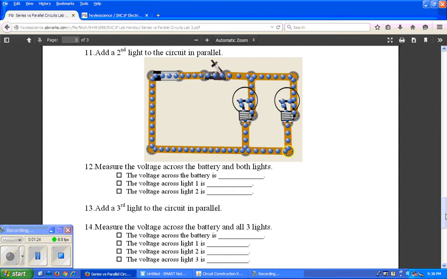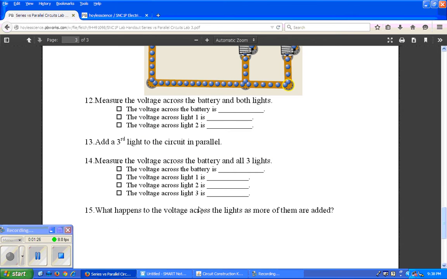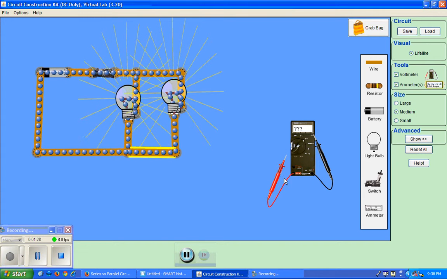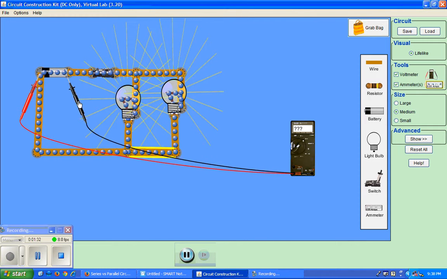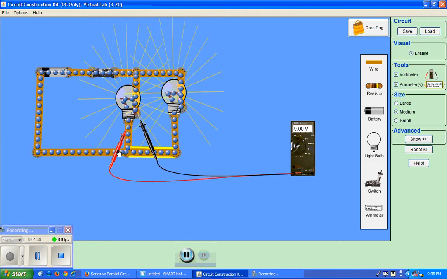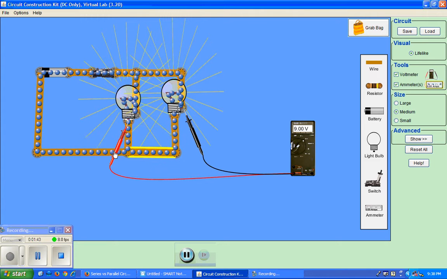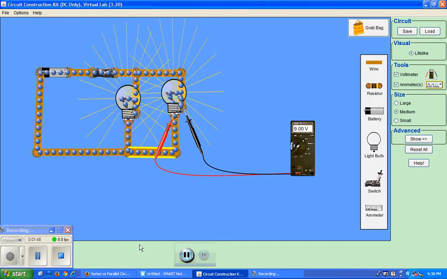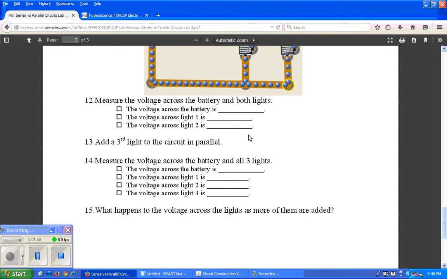Number 12, or step 12, says measure the voltage across the battery and both lights. So again, we'll measure the voltage of the battery, and you can probably guess that it's going to be 9 volts. And now we'll measure the voltage across light bulb 1 and path 1, and it's 9 volts. And the voltage across bulb 2 and path 2 is also 9 volts. You can see that right there. So you can record that there for number 12.